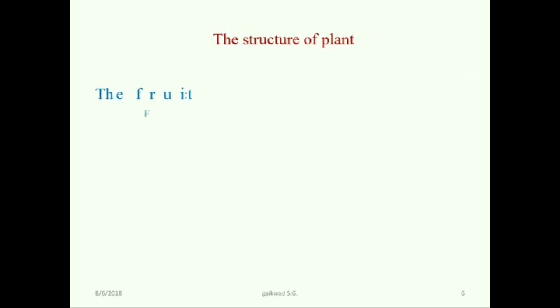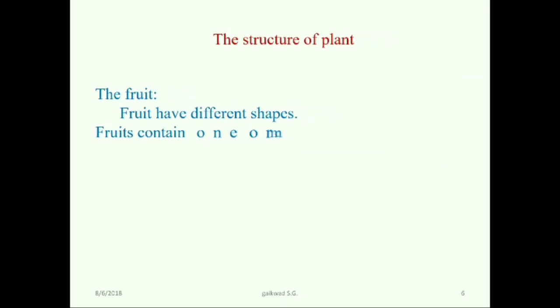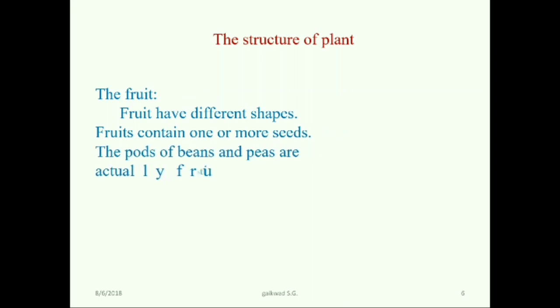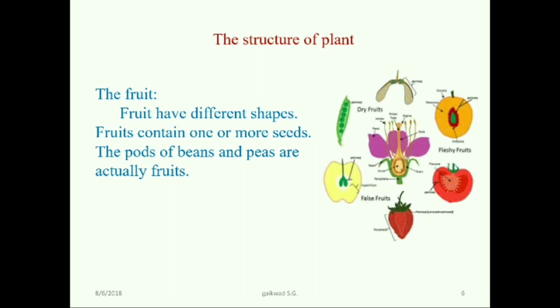Next is the fruit. Fruits have different shapes. Fruit contains one or more seeds. The pods of beans and peas are actually fruit. This is the diagram of fruit.